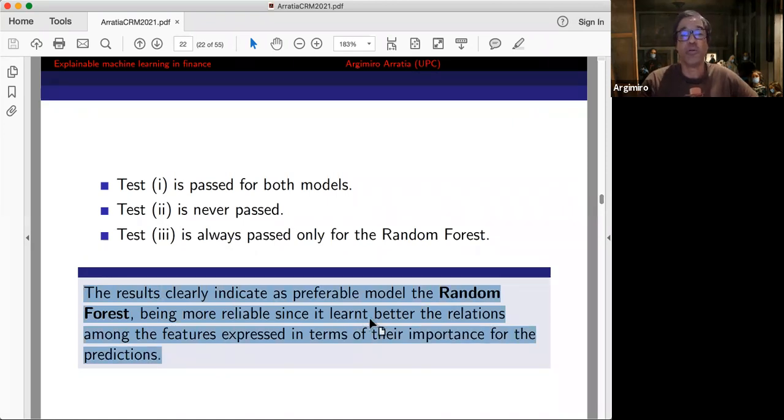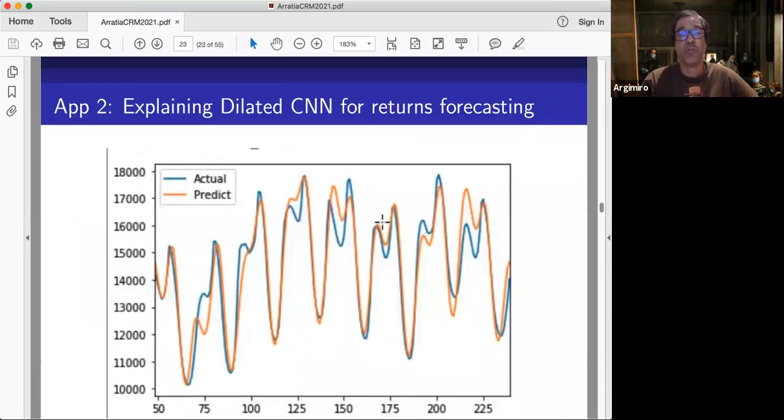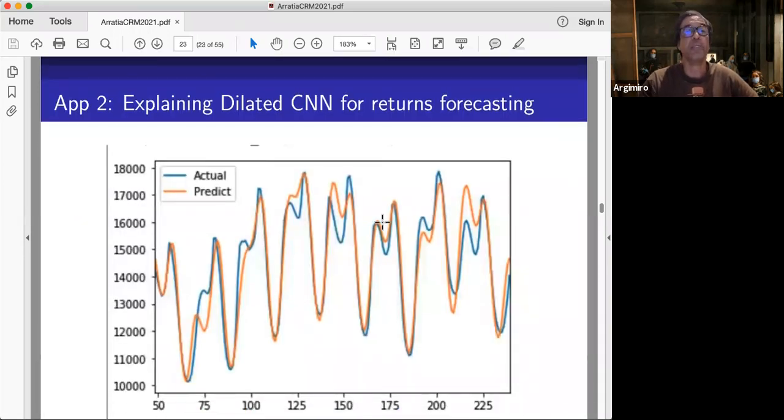So let's go to another application that people use a lot in time series, which is to predict, forecast returns. I'm going to do this with a recent model being used by known colleagues, which is the dilated convolutional neural network.